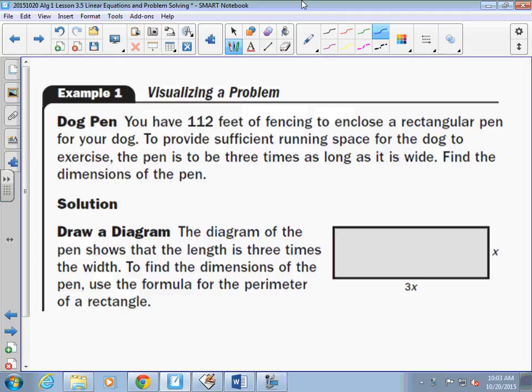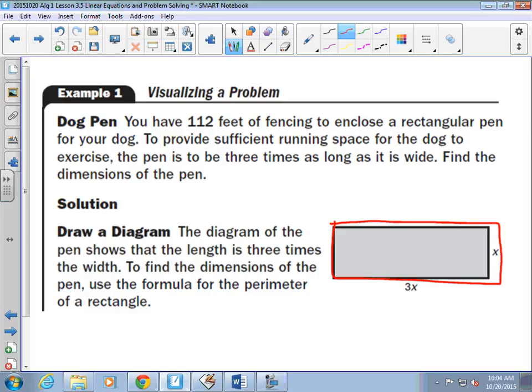The first example is visualizing a dog pen. The description you get is you have 112 feet of fencing to enclose a rectangular pen. So you need to understand the shape of a rectangle. You need to understand that you have 112 feet of fencing. That means you're not going to get more fencing. You're going to have 112 feet to get around the pen. So if you're talking about the distance around something or the distance to enclose this pen, you're talking about the perimeter.